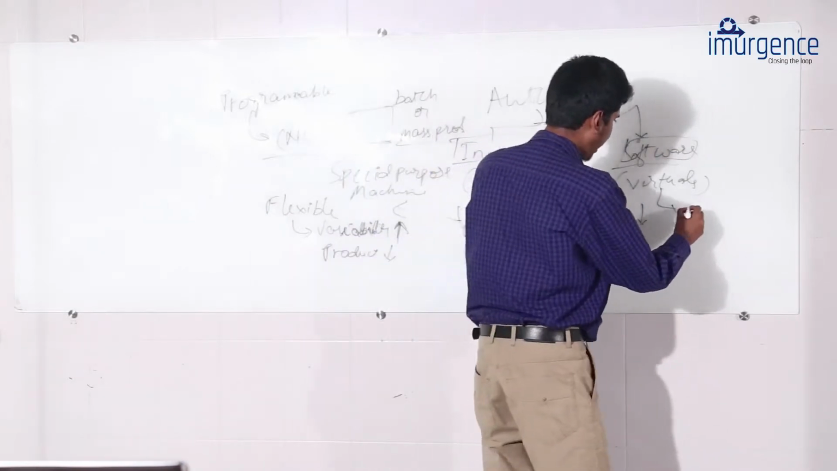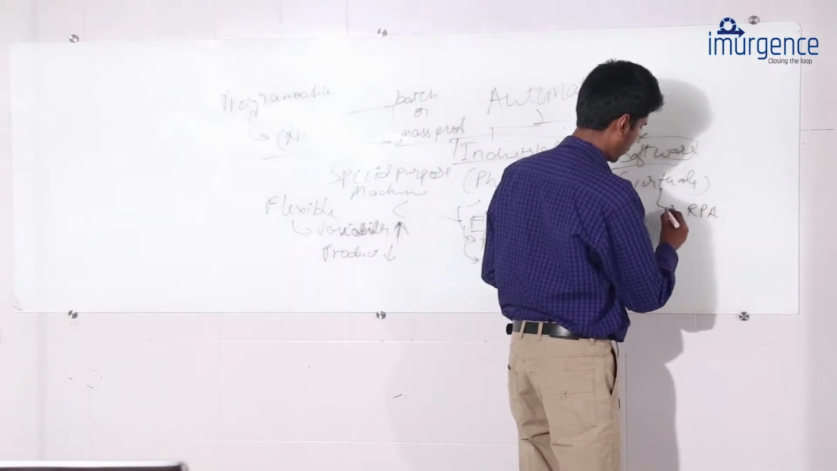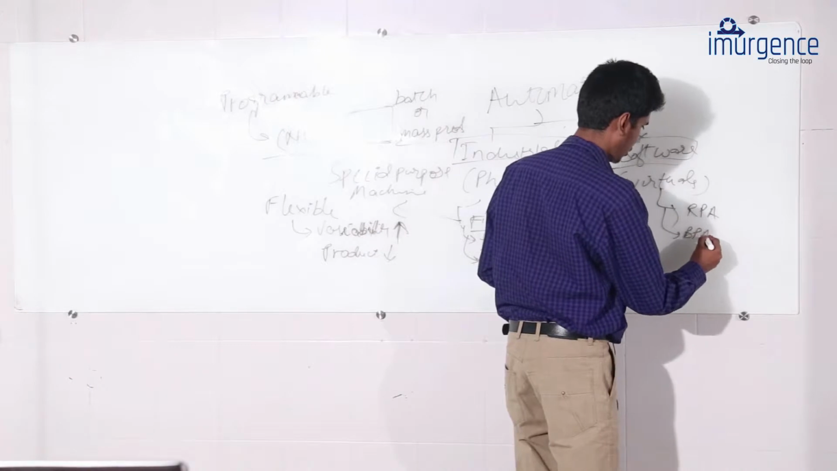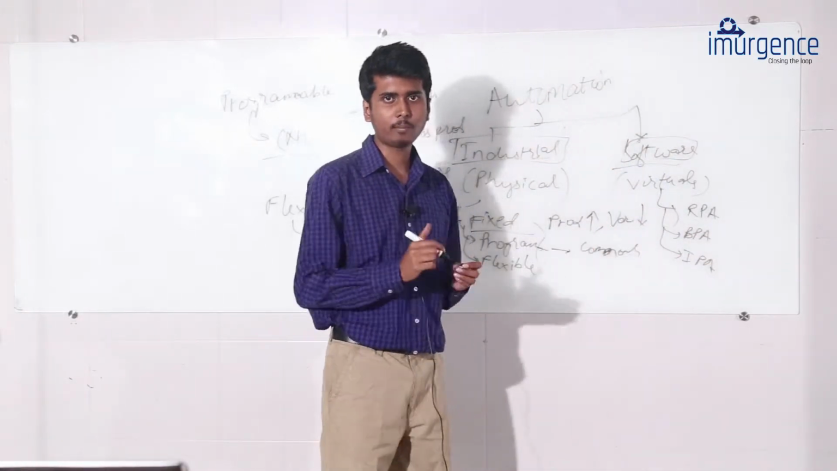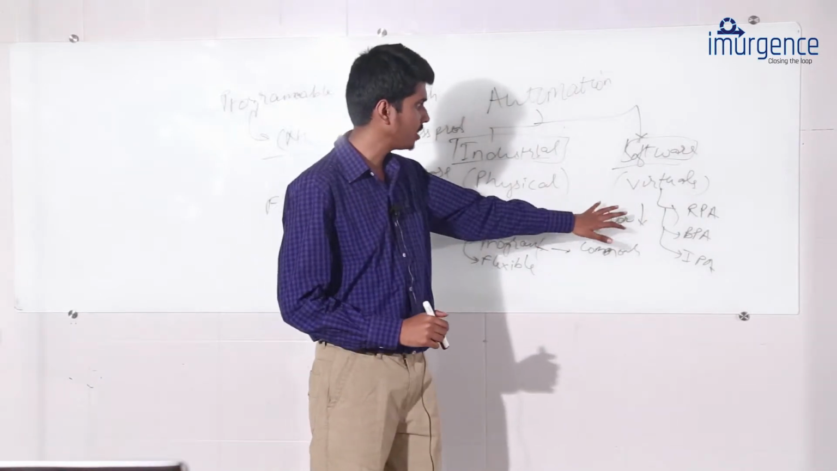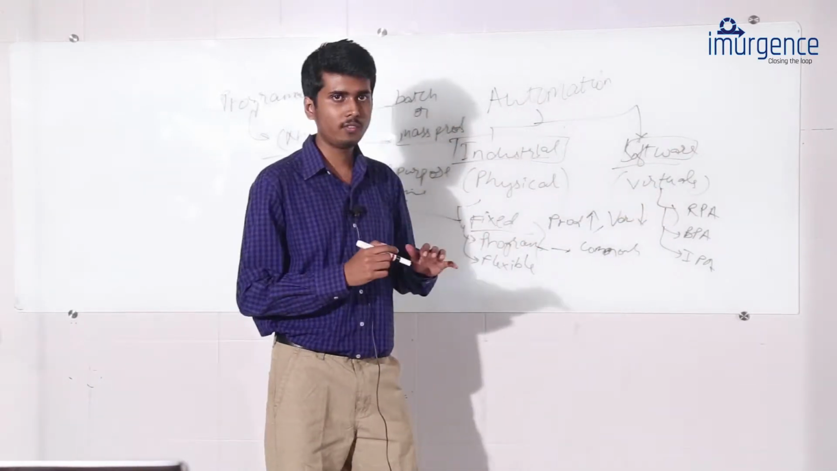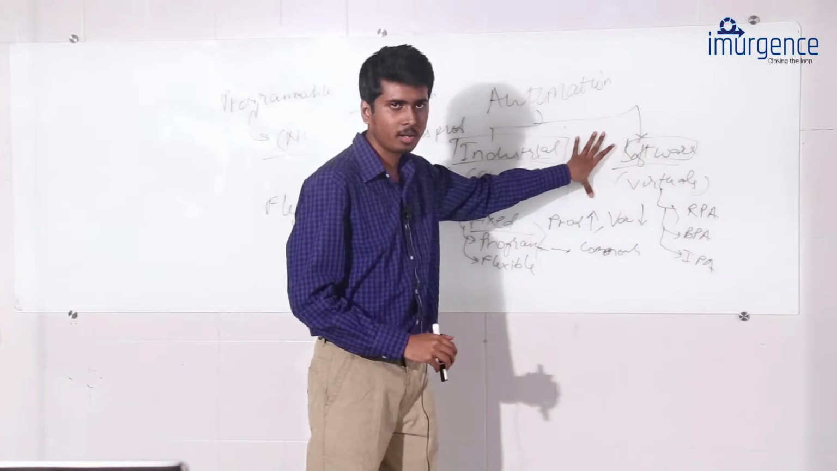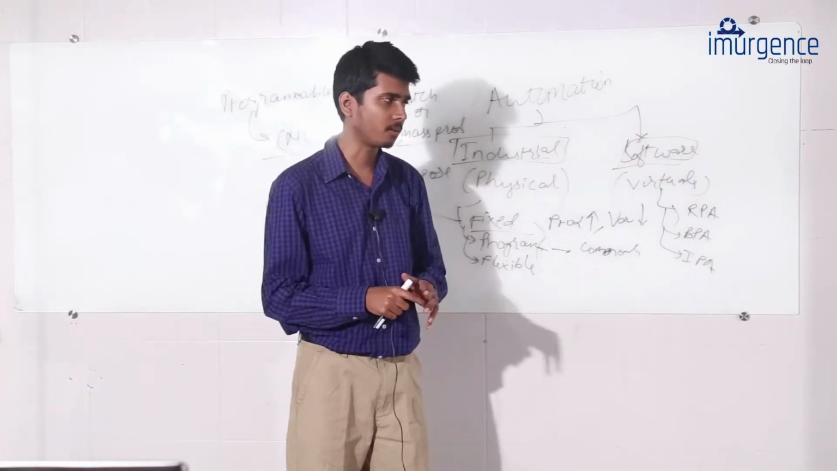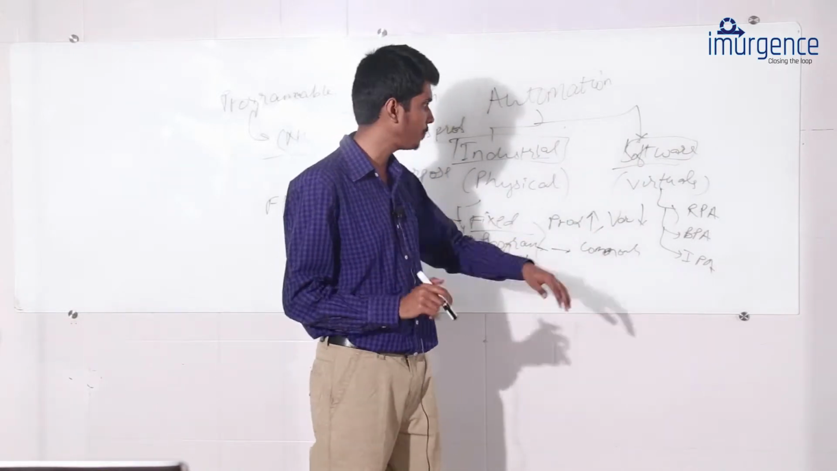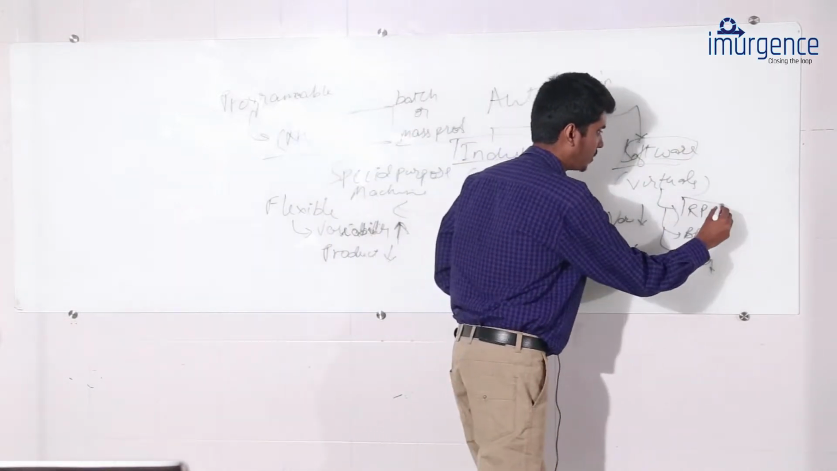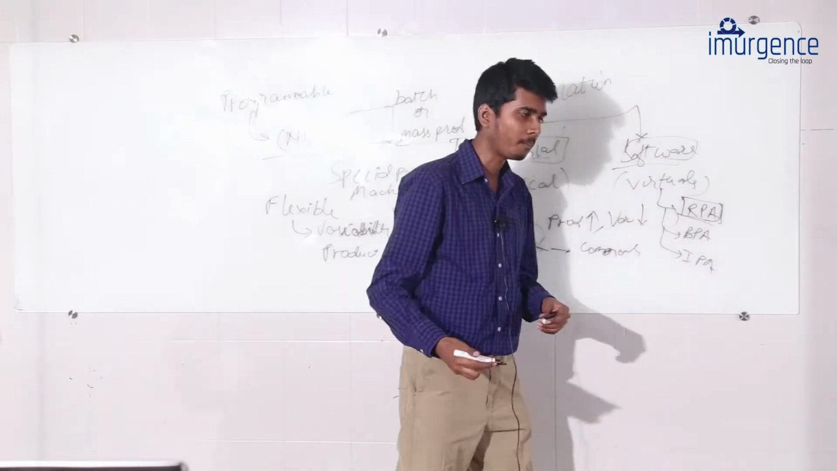So again there are three types: RPA, BPA and IPA. RPA stands for Robotic Process Automation. Basically what happens here is we are implementing this automation at the interface level of a system. We'll see that in the later part, and actually the focus of the presentation will be RPA.